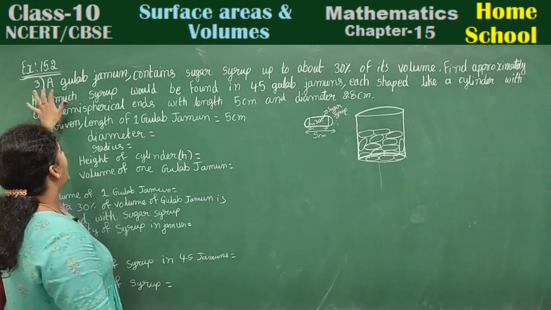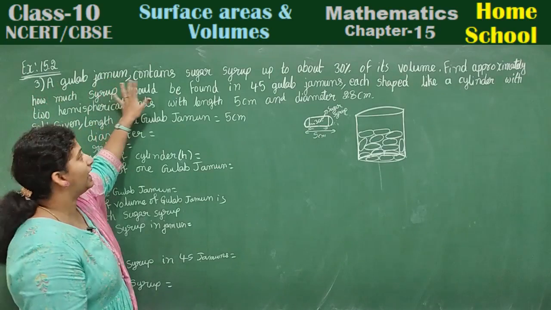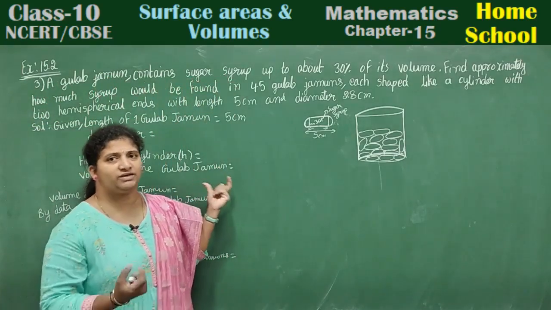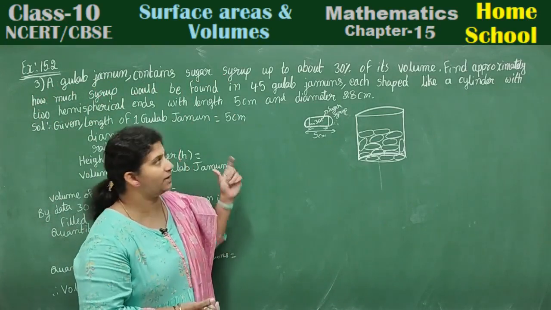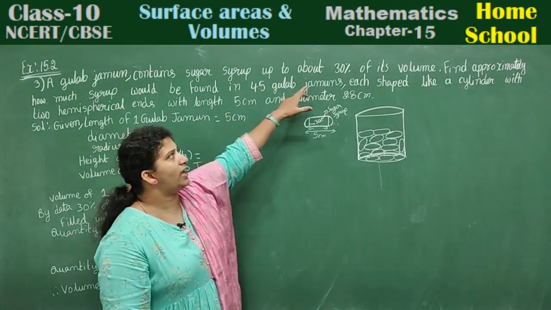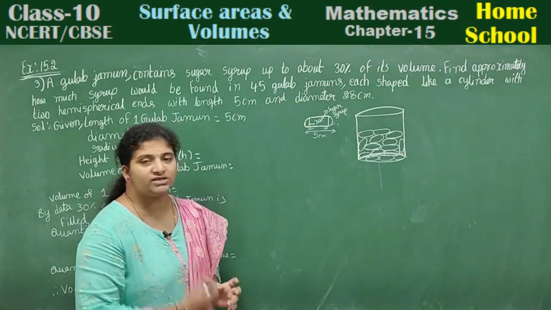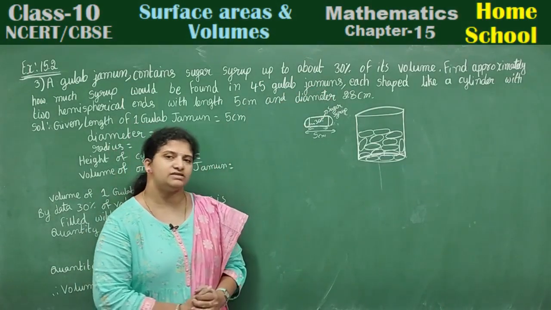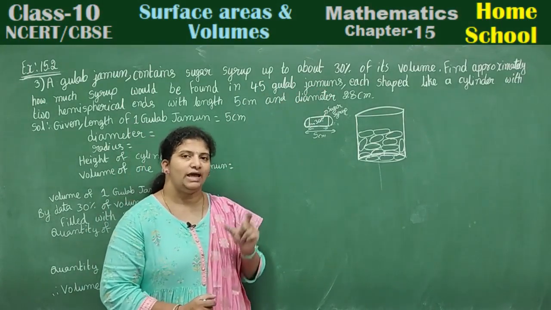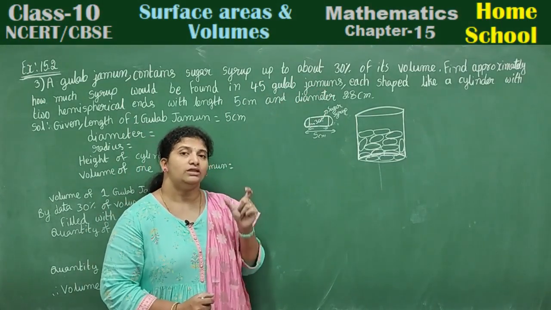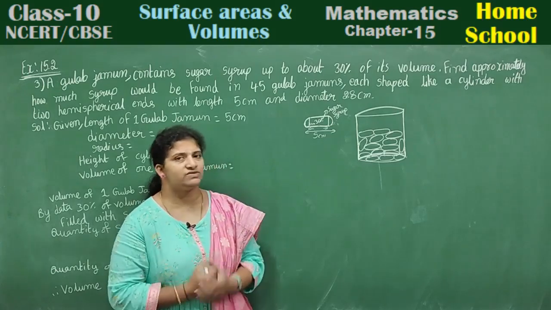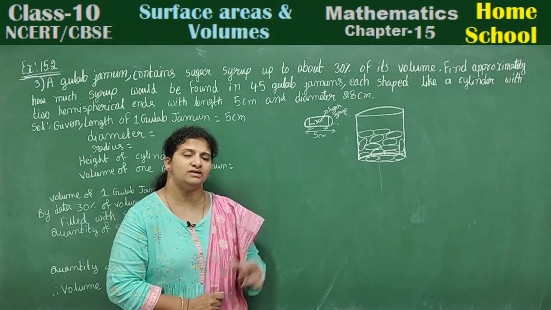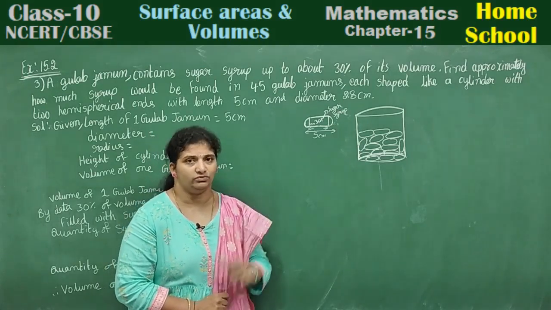Third problem. A gulab jamun contains sugar syrup. Obviously, gulab jamun means it will be dipped in sugar syrup up to about 30% of its volume. So, what do you understand? Suppose I consider 1 jamun. In that jamun, 30% of the jamun is filled with sugar syrup and the remaining 70% with the jamun dough.